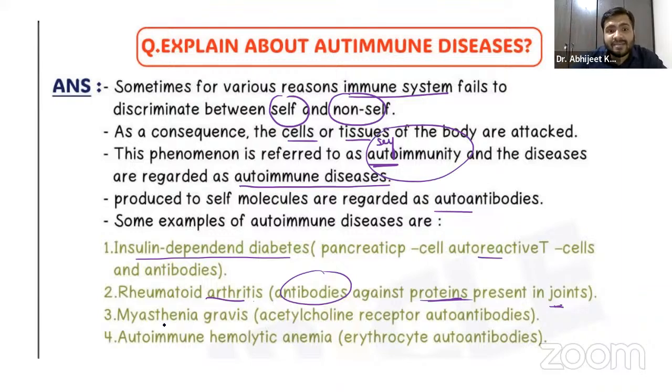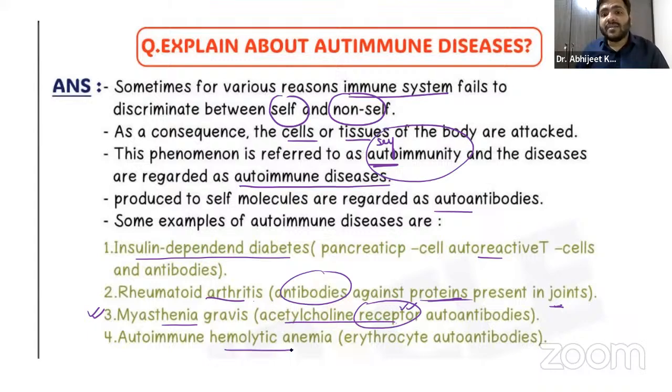Myasthenia gravis, the acetylcholine receptor. Again, guys, one very important question that students always try to confuse: it is the acetylcholine receptor. The antibodies are formed against the receptor, not the acetylcholine. So it is the receptor, guys. It is not the acetylcholine. Very, very important. Our body is making antibodies against the receptor of the acetylcholine, whereas the acetylcholine molecule is always normal.